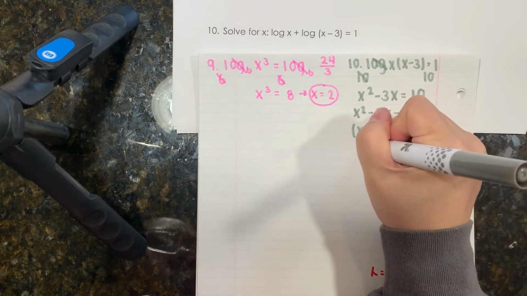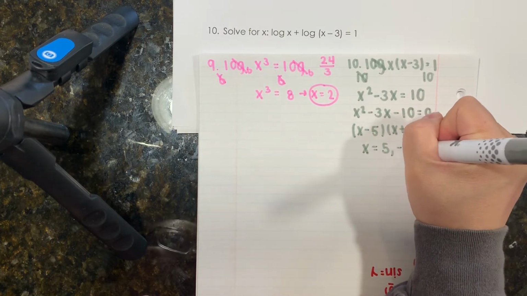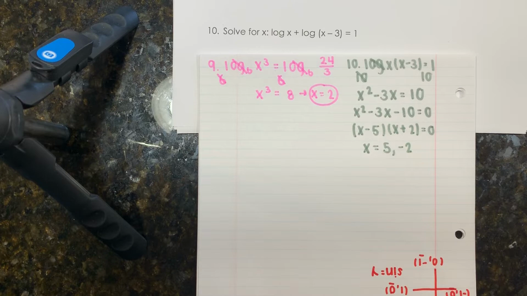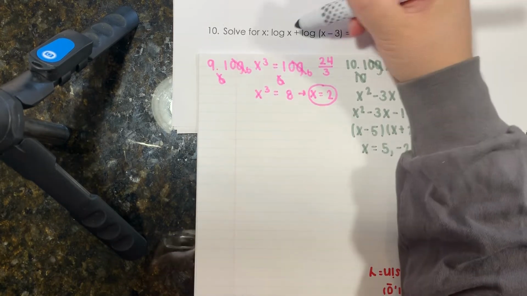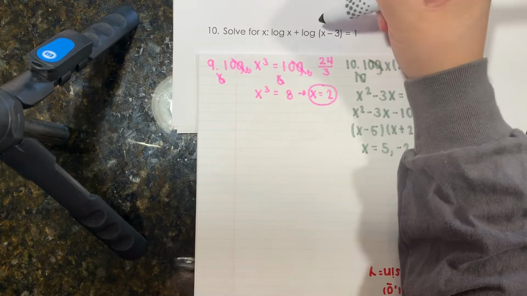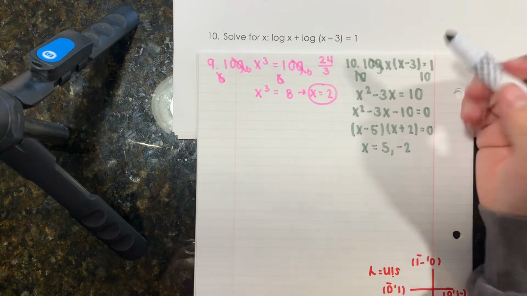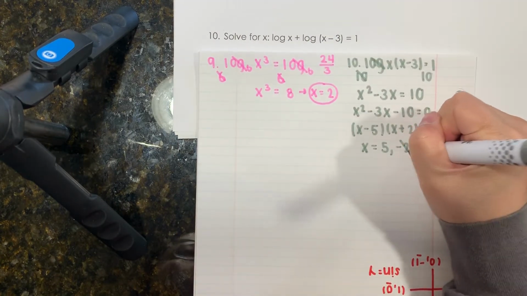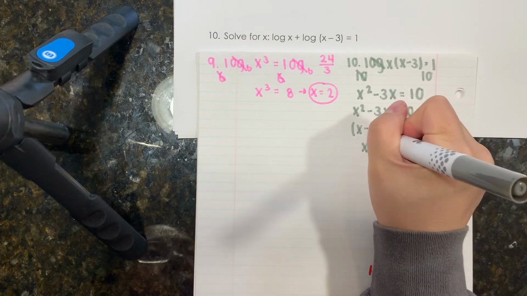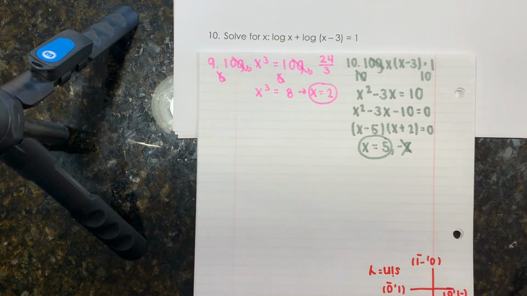Which means that I have two solutions for x. I have x is equal to positive 5 and negative 2. But when I go back to the beginning, if I plug in 5, that works here. If I plug in 5 here, that also works there because it would be 5 minus 3. But if I plugged in negative 2, that would become log of negative 2. And again, you can't take the log of a negative number, which means that your only result is going to be that x is equal to 5.